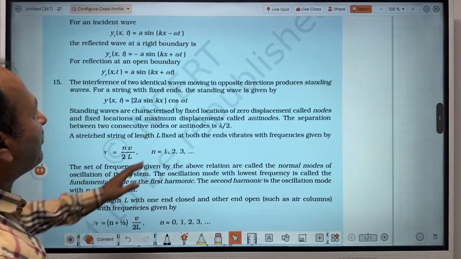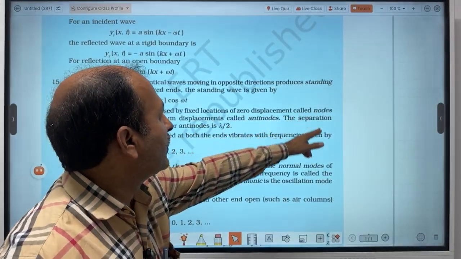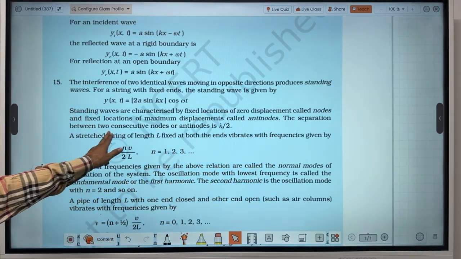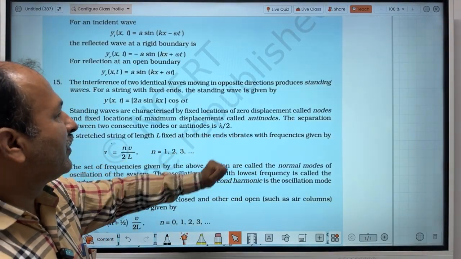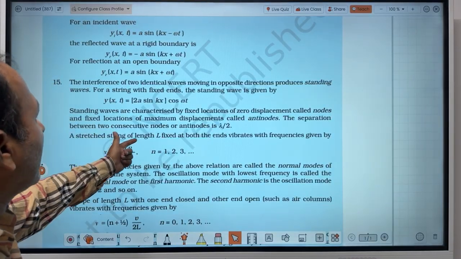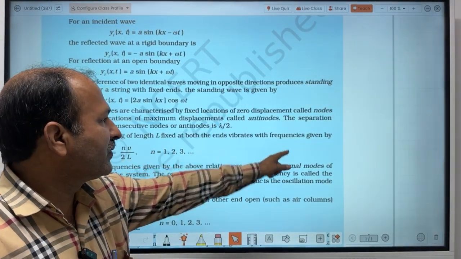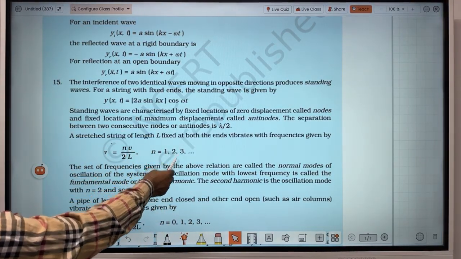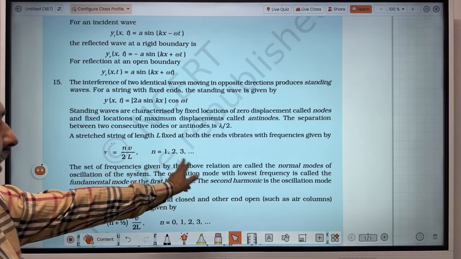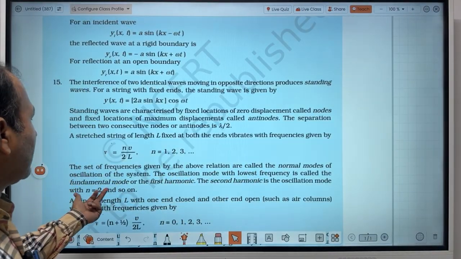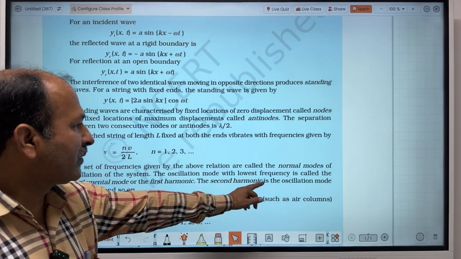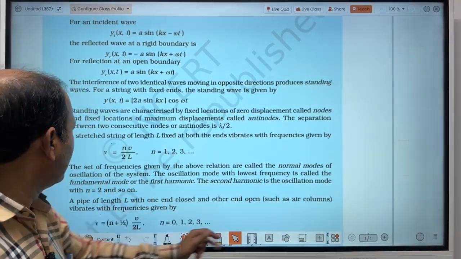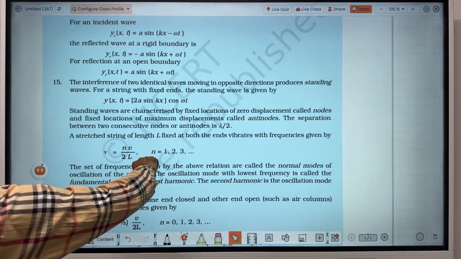Now, standing waves are characterized by fixed locations of zero displacement called nodes and fixed locations of maximum displacement called antinodes. The separation between two consecutive nodes or antinodes is always lambda by 2. A stretched string of length L fixed at both ends vibrates with frequencies given by nu equal to n v upon 2L, where n can be 1, 2, 3. The set of frequencies given by the above relation are called the normal modes of oscillation of the system. The oscillation mode with the lowest frequency is called the fundamental mode or the first harmonic. The second harmonic is the oscillation mode with n equal to 2 and so on.